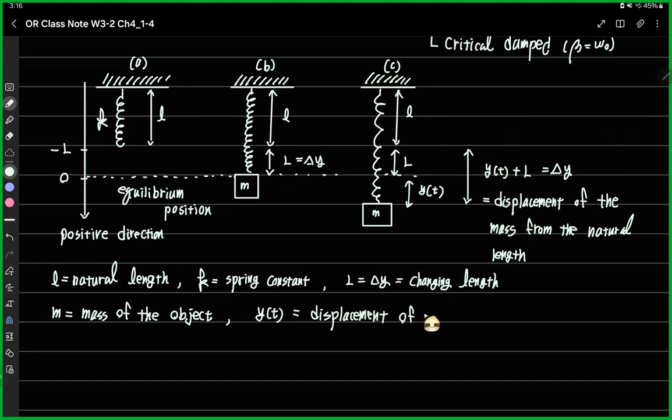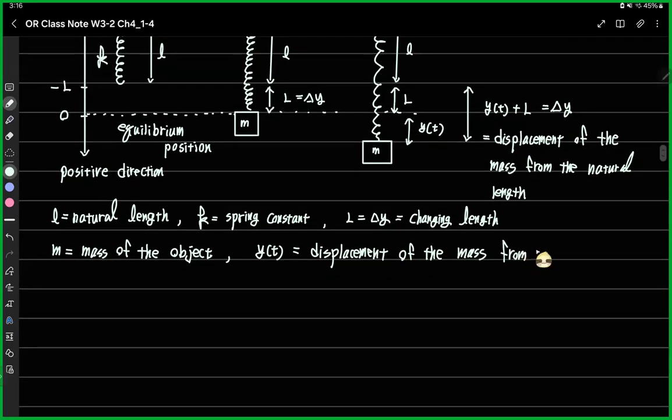Mass from its equilibrium position. Okay. Equilibrium position. So our goal is to investigate y of t, which means the motion of the mass caused by forces: gravitational force, spring force, external force, damping force. So let's figure out each force one by one.